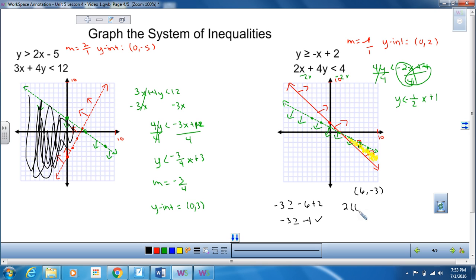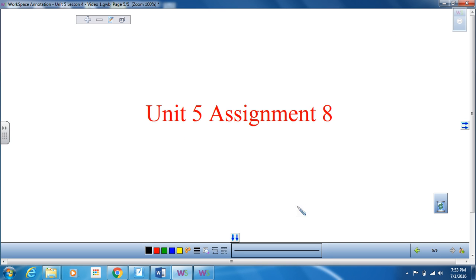Okay, 2 times 6 plus 4 times -3 less than 4. So I get 0 less than 4. That is also true. Okay, so that point is part of my solution. All right, now we're ready to do Unit 5, Assignment 8.